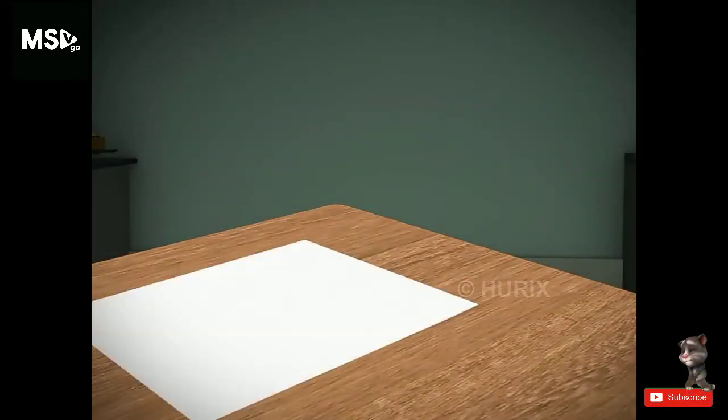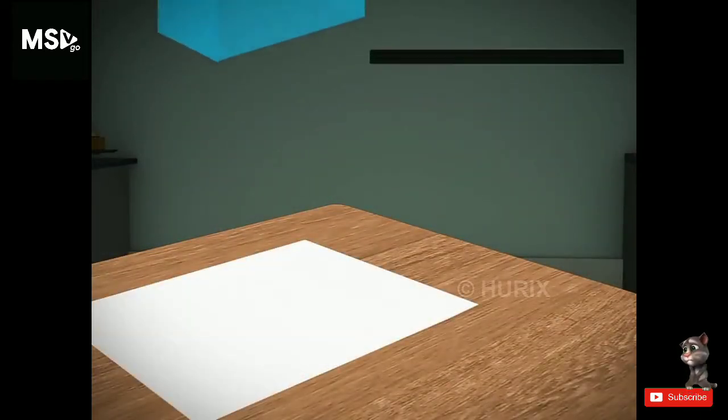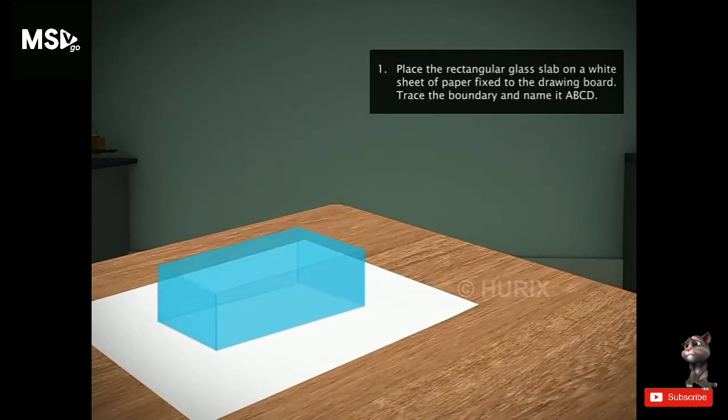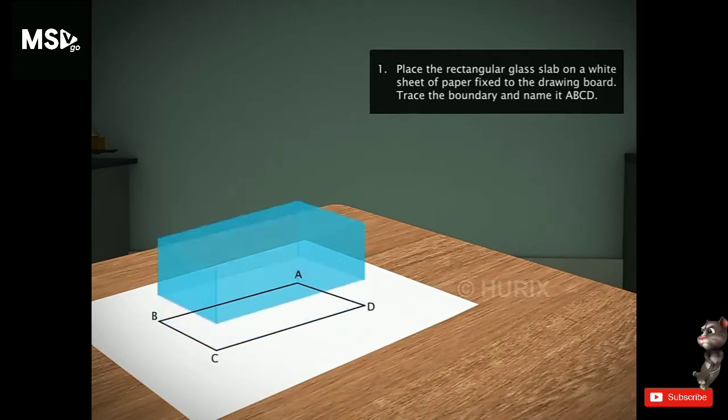Fix a white sheet of paper on a drawing board. Place a rectangular glass slab in the middle of the sheet. Trace the boundary of the glass slab and name it ABCD. Remove the glass slab.